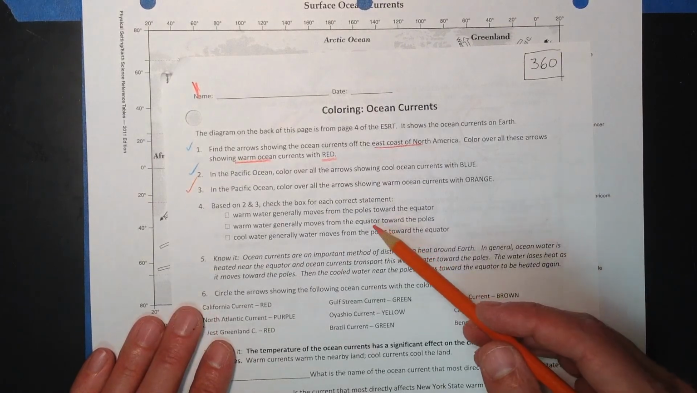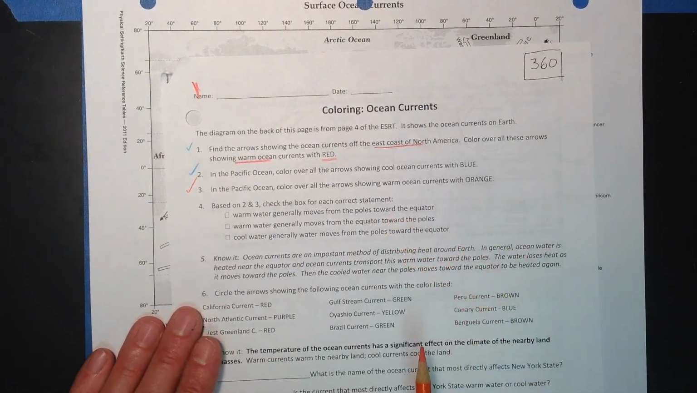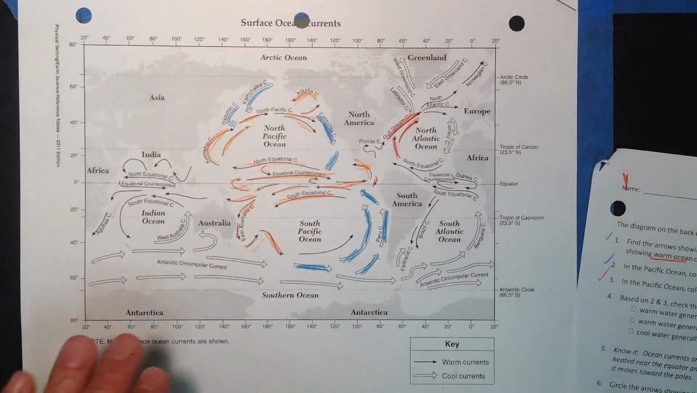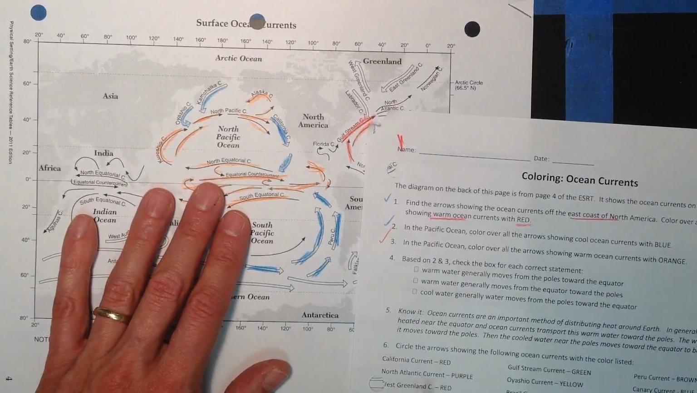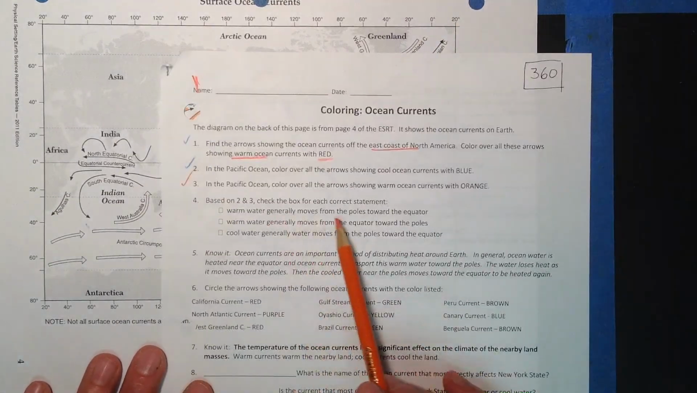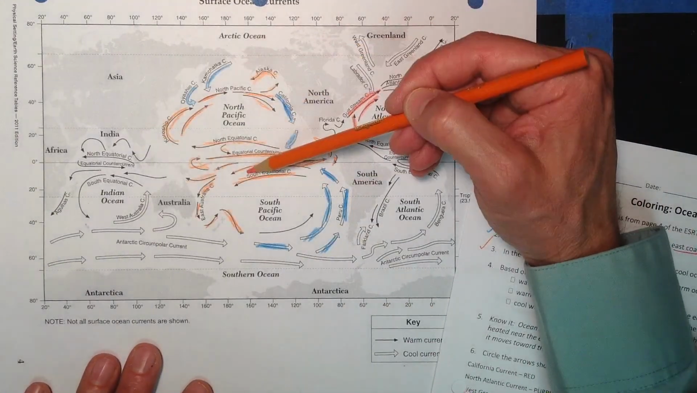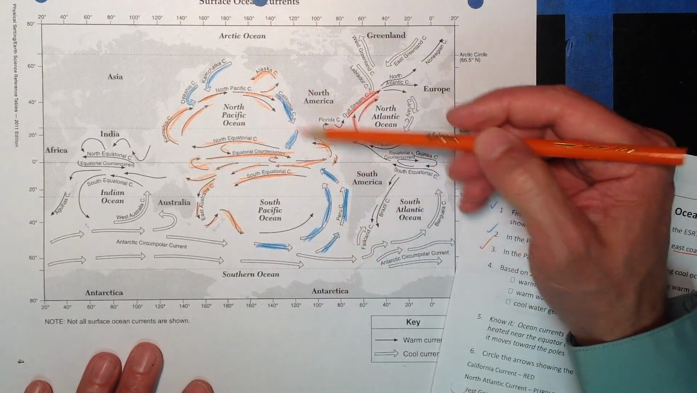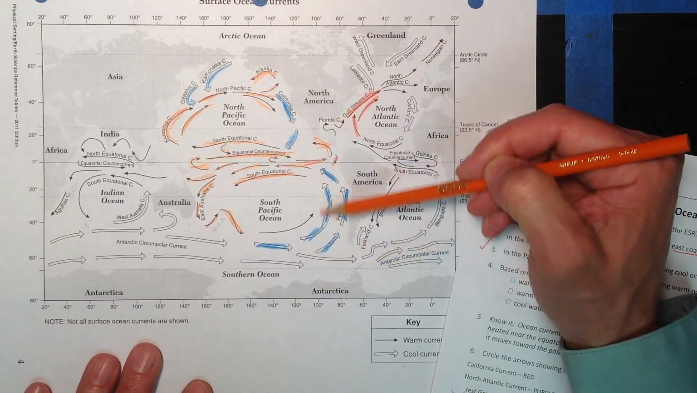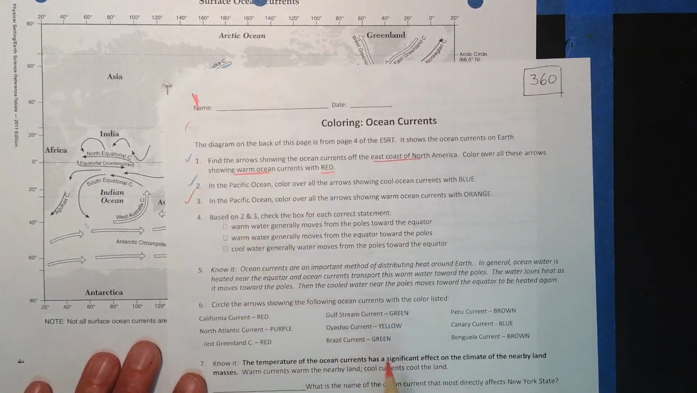Based on 2 and 3, check the box for each correct statement. Warm water generally moves from the poles toward the equator. Warm water is the dark ones. So based on the Pacific Ocean stuff, warm water generally moves from the poles towards the equator. That's not the case. From the poles to the equator is generally these cool currents. So it's definitely not the first one.